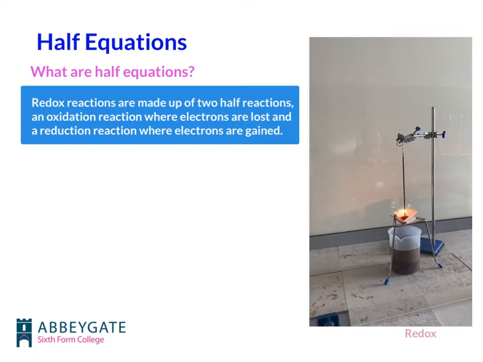Now, I'm going to show you a video of the thermite reaction. Some of you might have seen thermite before. It's how we join railway sleepers together. It's a very useful reaction because it produces molten iron. So let's have a look at what's going on.